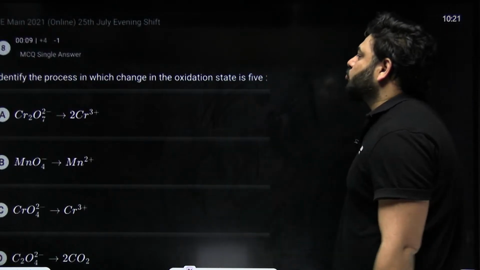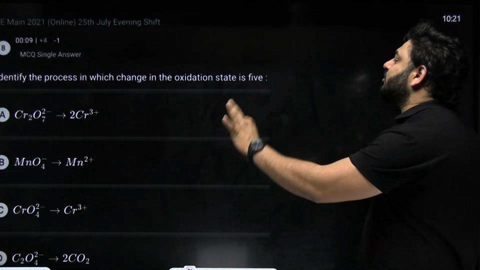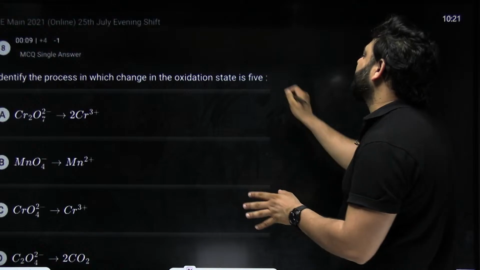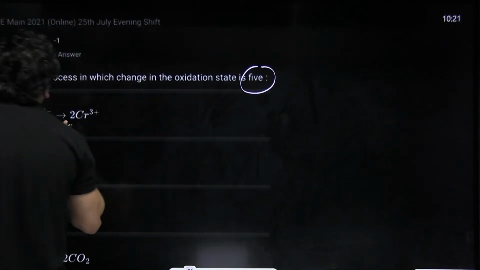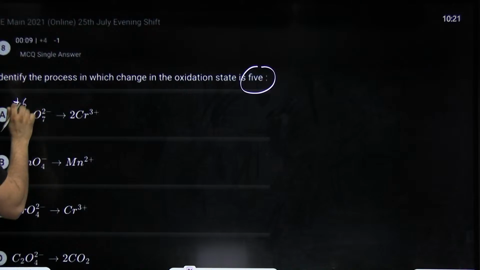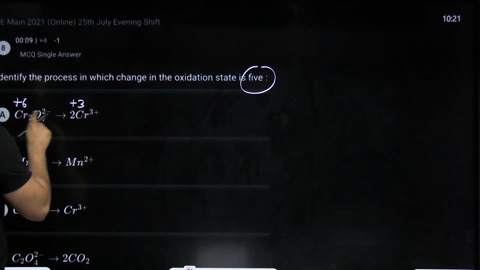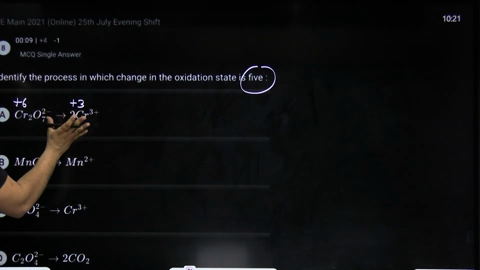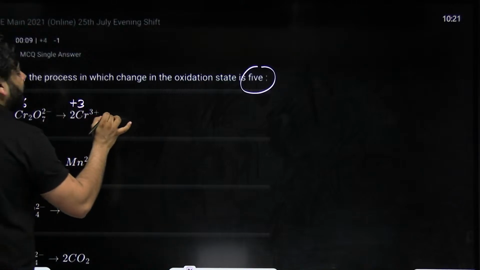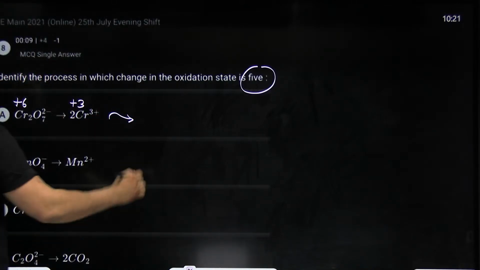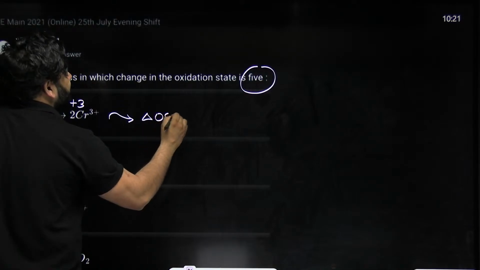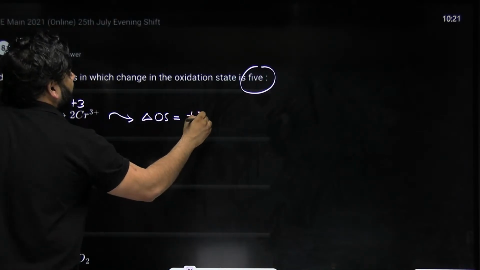Okay, coming to the next question, we have to identify the process in which the change in oxidation state is 5. Where can you find a change in oxidation state of 5? Okay, let us come over here. We have dichromate ion with positive 6 going to positive 3 over here. This is happening in acidic medium. We already covered one question on it. Now the delta of oxidation state of chromium is coming up as positive 3.